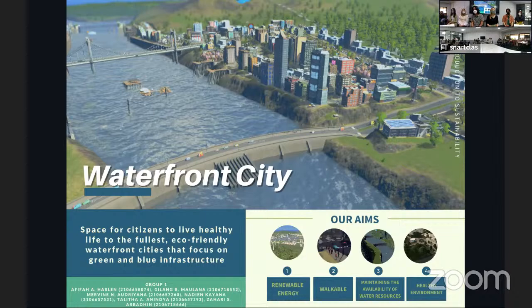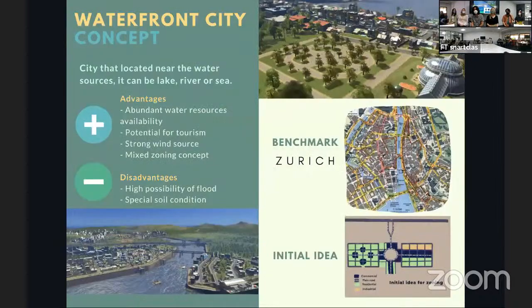And this kind of waterfront city or town is exposed to a lot of natural components such as great bodies of water and also an adequate amount of strong winds. If this kind of town is developed appropriately, we could attract and increase the interest of tourists coming to the town. Next slide, please.